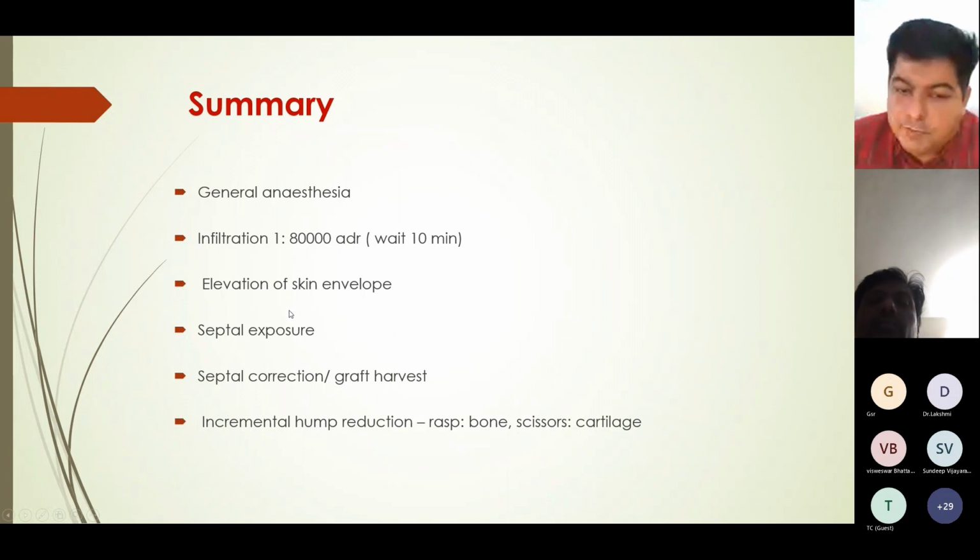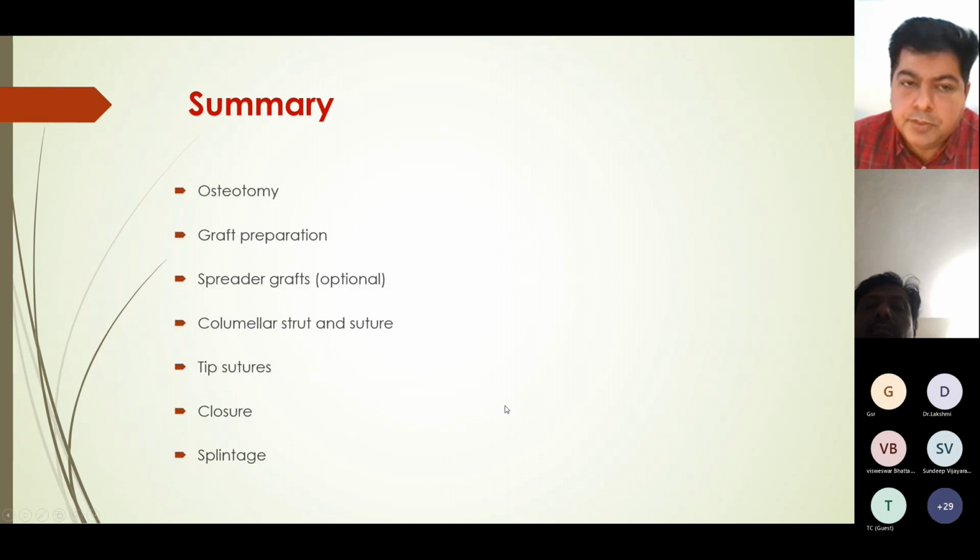After elevating the skin envelope, do the septal exposure through various methods, usually a combined approach, and then correct any septal deformity or use septum for graft. Thereafter do incremental hump reduction, use rasps for the bone or piezo system in case you want to use that, and then scissors for the cartilage. Thereafter go ahead with osteotomy. Whatever cartilage you have harvested, whether it is rib cartilage or septal cartilage, go ahead with graft preparation.